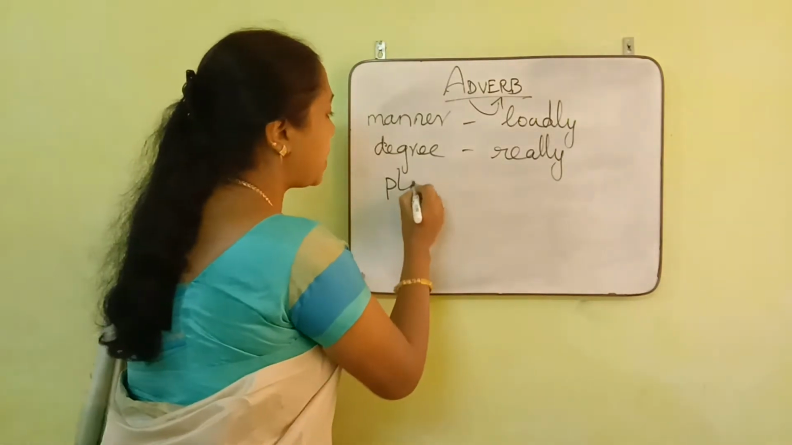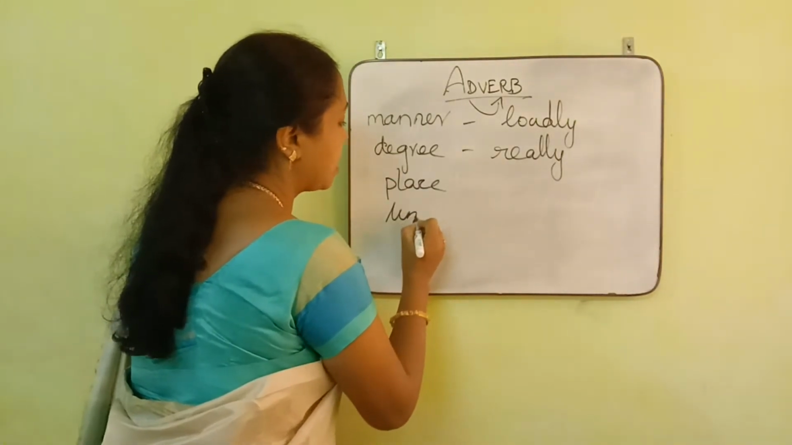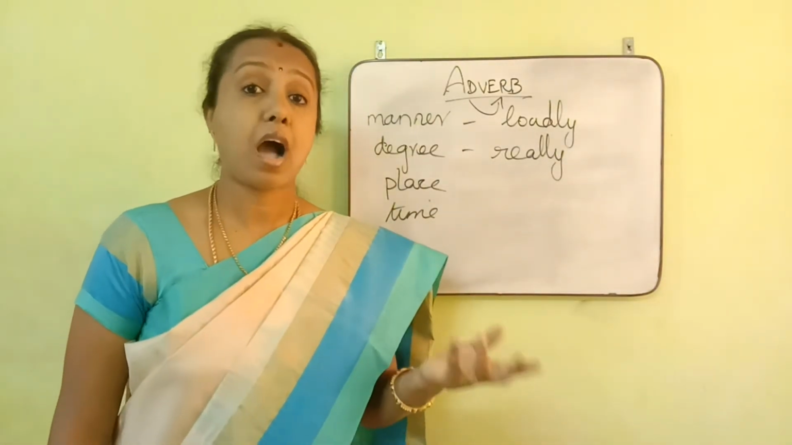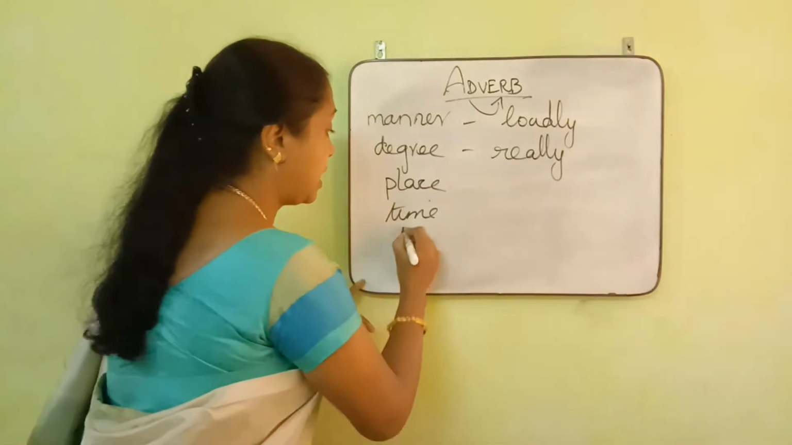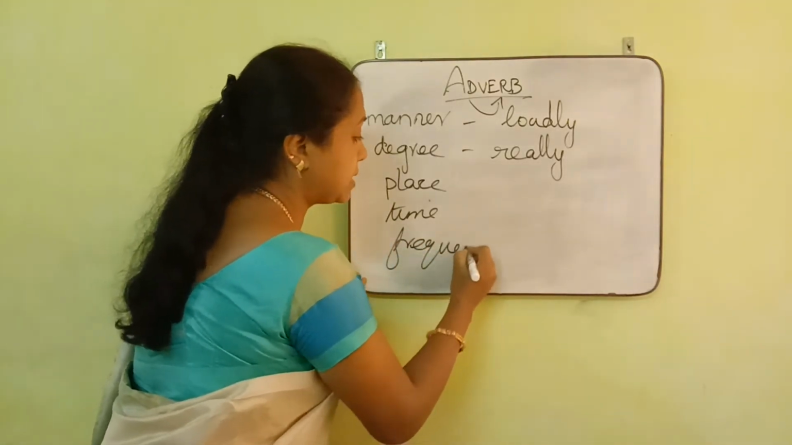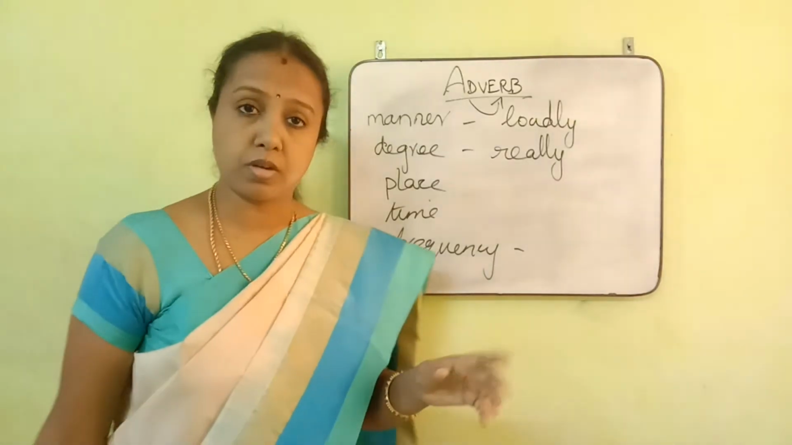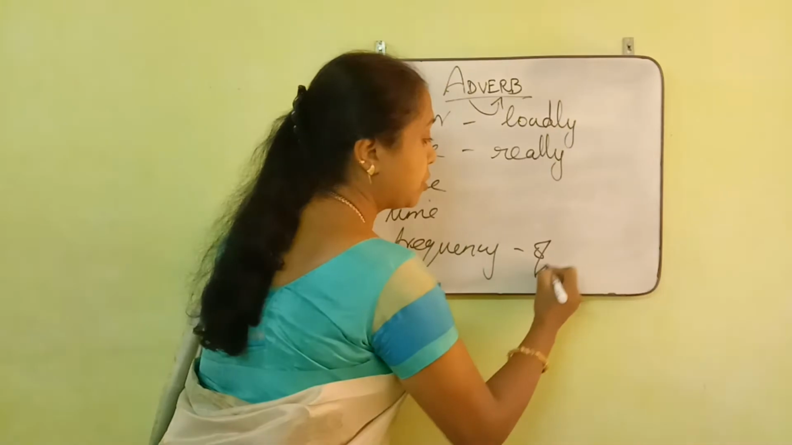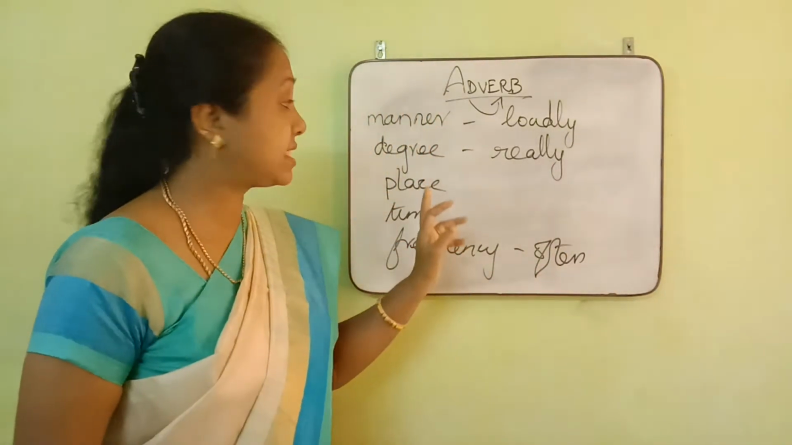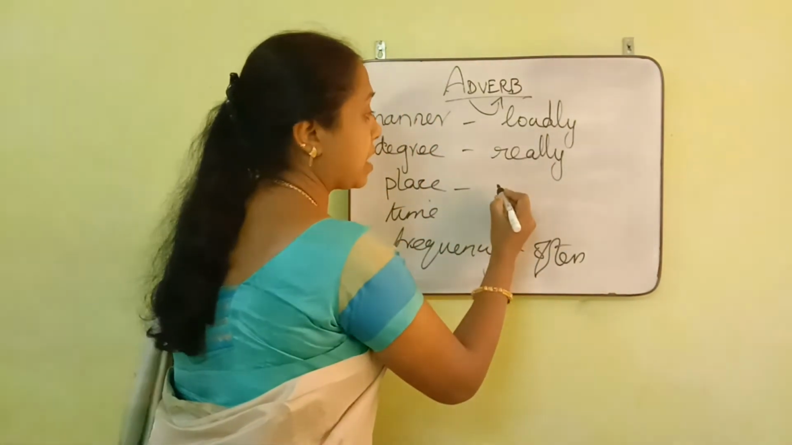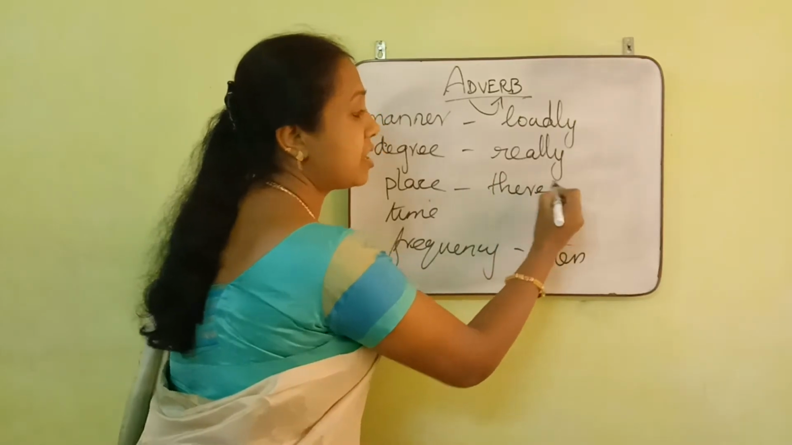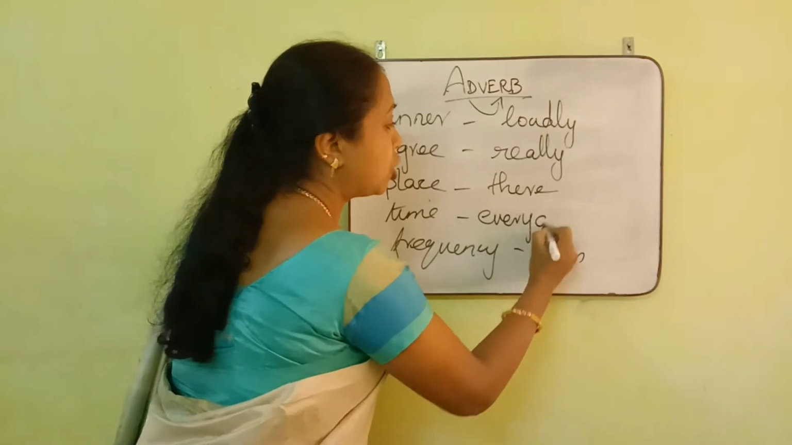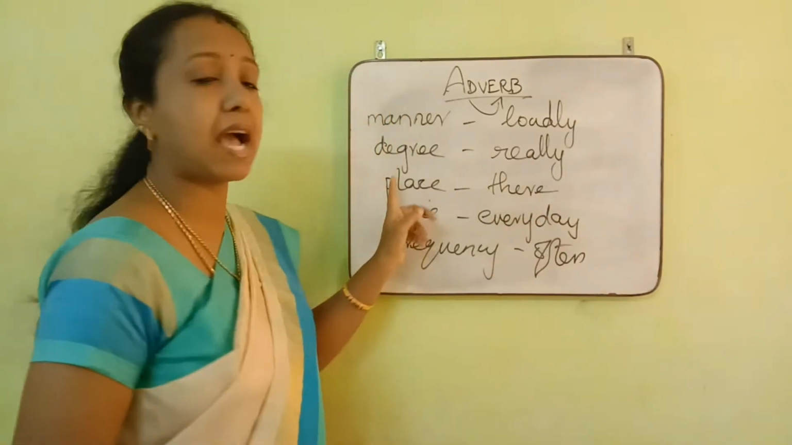When I talk about place and time, I go to school every day. I often go to school. That talks about frequency. I go to school every day. That talks about the frequency. The children sit there in the park every day. That talks about the time and the place.